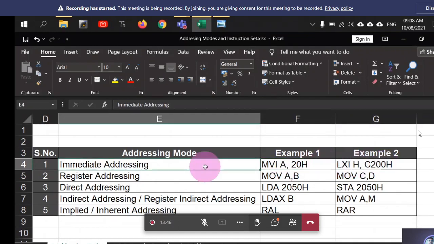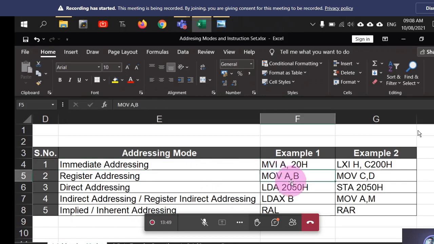Now let us come to the next example, MOV A, B. What is the data upon which we are operating here? B is not the data, B is the register which holds the data. So the data which we are trying to operate upon is kept in the B register. What is the address of the B register? It has got no address. Registers in 8085 have got no addresses, right? So that is why we call it register addressing mode.